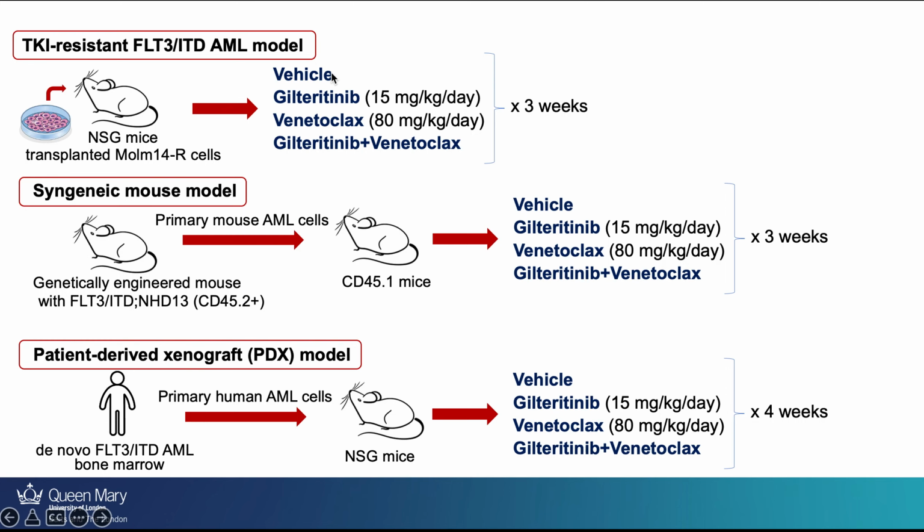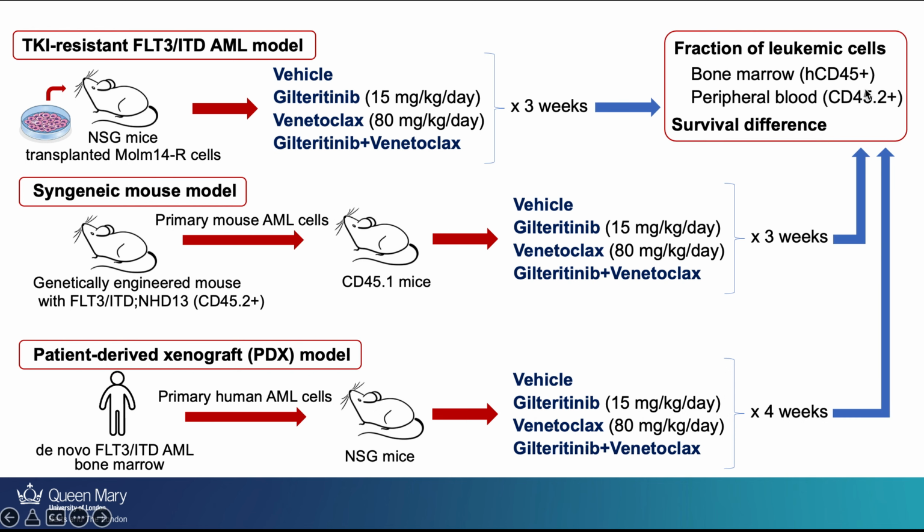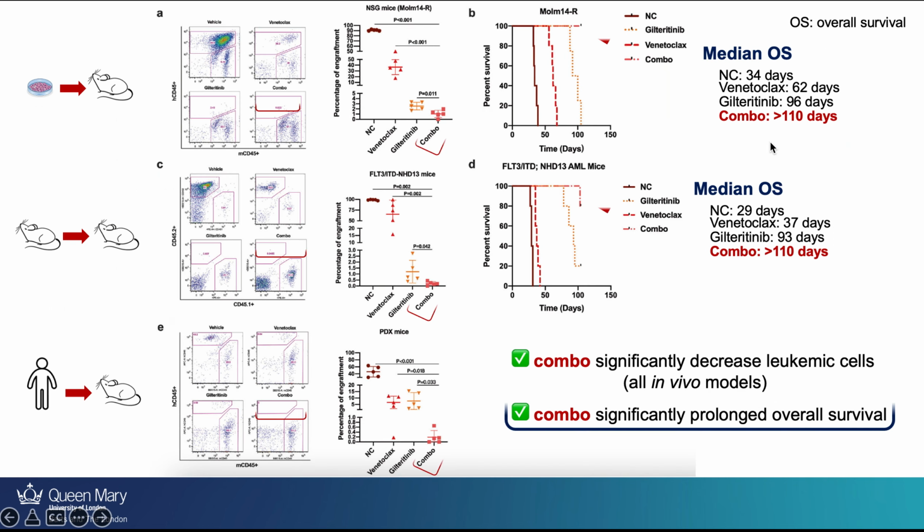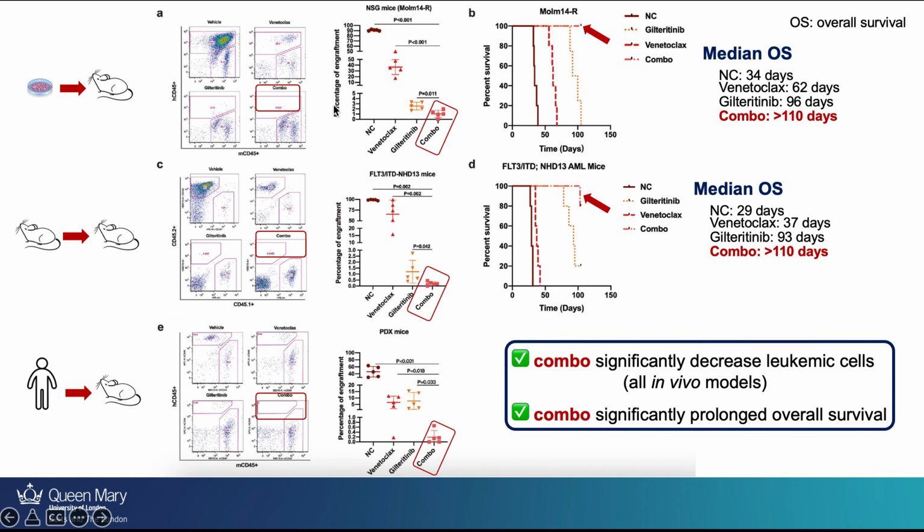They treated the mouse models with TKI for about 3 to 4 weeks and measured the fraction of leukemic cells, including the survival difference of the mice. Interestingly, the combination showed a significant decrease in the level of leukemic cells in all in vivo models, and also showed a significantly prolonged median overall survival compared to single treatment.